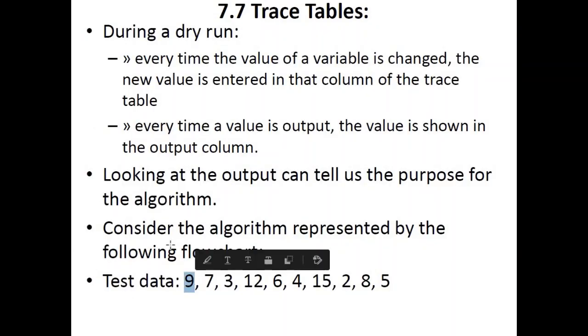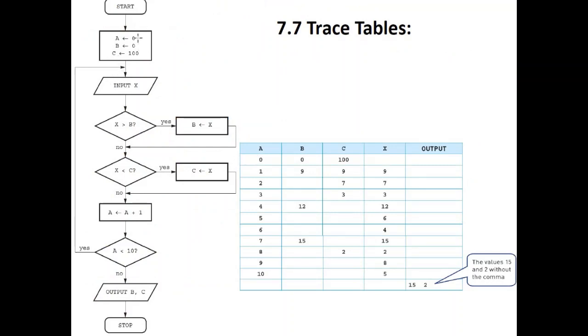So we'll start with our first test data, that is 9. Over here, X, A, B and C, these values have been initialized, and then first of all we are going to input 9 in the X column. Then we check: is X greater than B? B is 0, so yes, 9 is greater than 0. If yes, then put the value of X in B. So this 9 would come into B. Is X less than C? Means is 9 less than 100? Yes, it is. So put this 9, the value of X, in C. Next, A equals A plus 1. So 0 plus 1 would become 1. Is A less than 10?